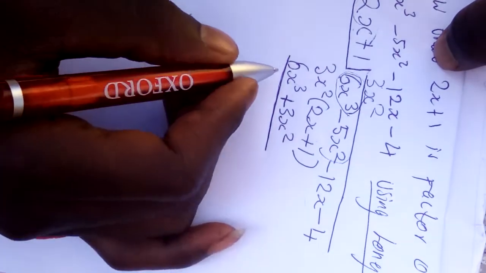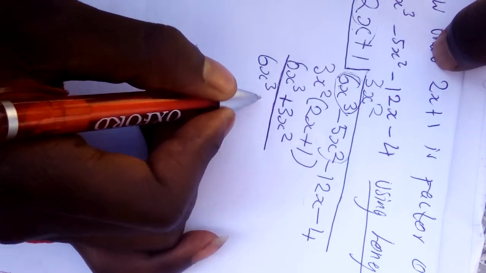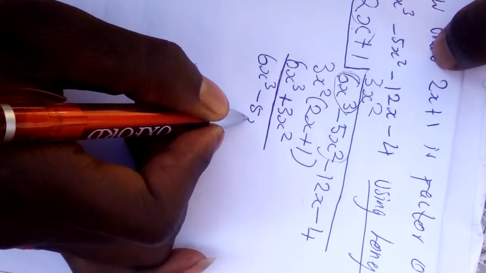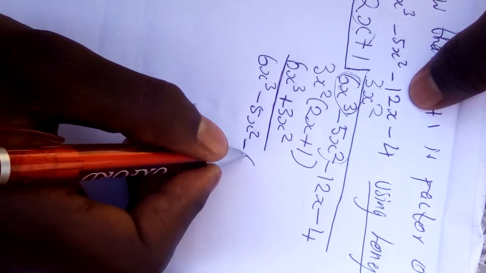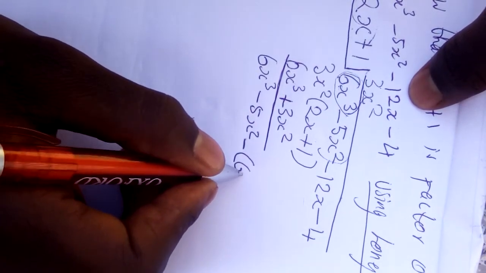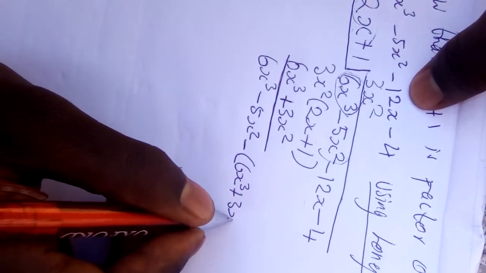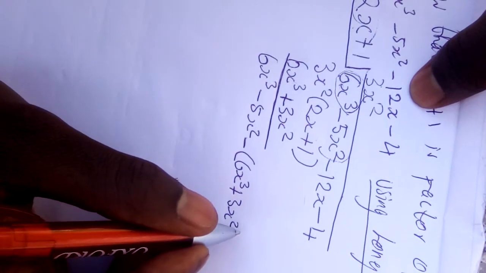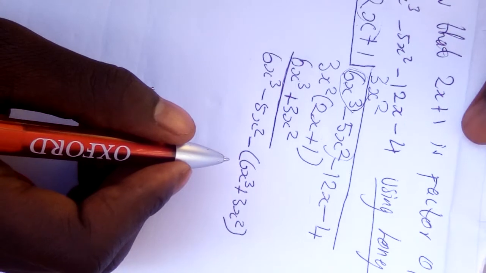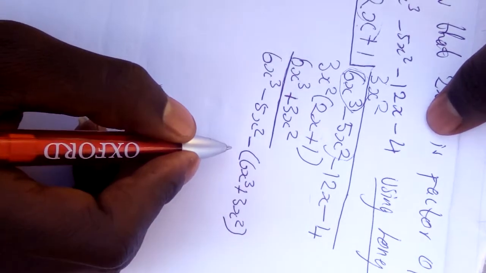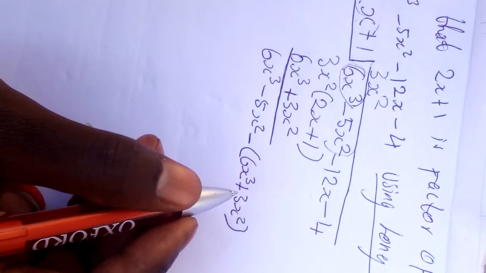That simply means we are going to say 6x cubed minus 5x squared, then minus what? Minus 6x cubed plus 3x squared. Then we minus this. But since we have a bracket here, let us make our things easier. Let us not complicate our things.